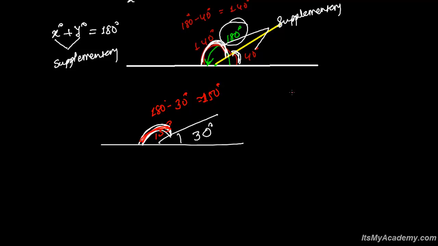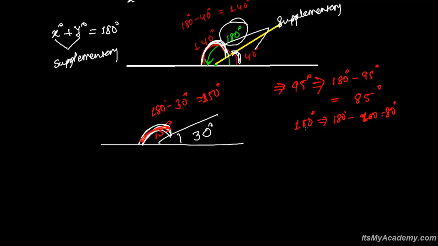If I ask you orally, what is the supplementary angle of 95? It will be simply 180 degrees minus 95 degrees. So how much will you get? You'll get 85. So 85 is the supplementary angle of 95. Similarly, if there is 100 degrees, then it is 180 degrees minus 100 degrees, that is 80 degrees. So the supplementary angle of 100 is 80 degrees, or the supplementary angle of 80 degrees is 100.